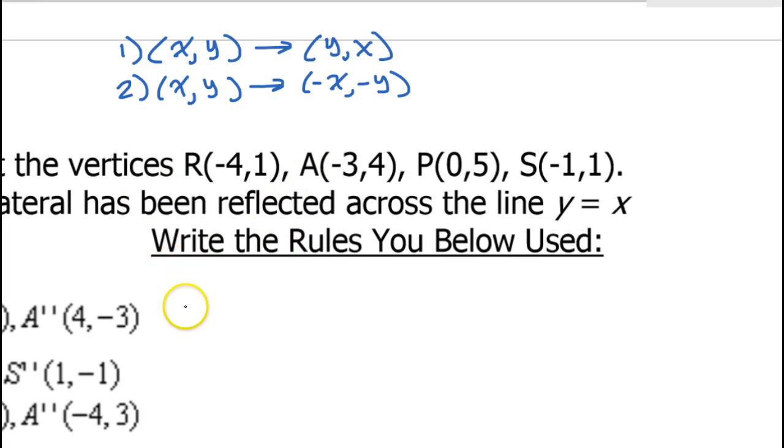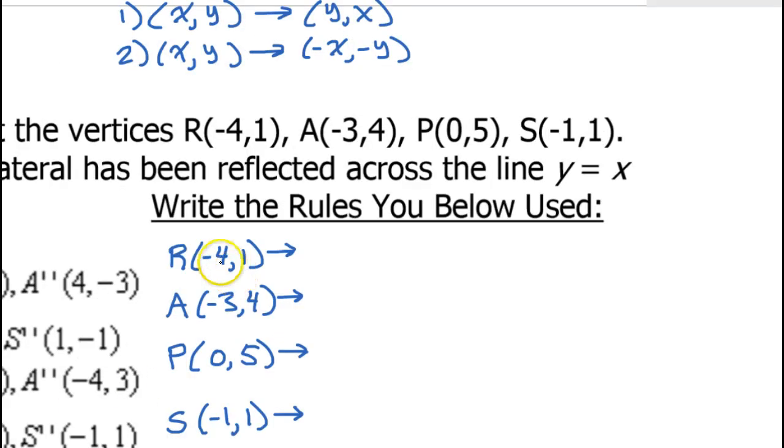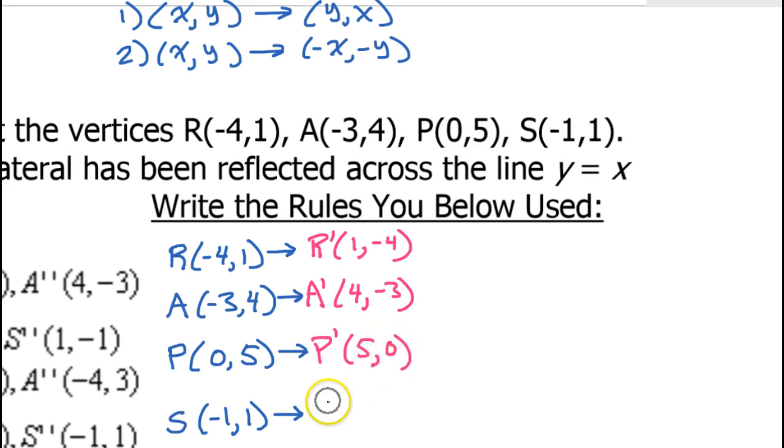I think I'm going to copy down these 4 points off camera. So here are the original points RAPS. First we're going to reflect across the line y equals x, and that will give us R prime. We're just going to reverse the coordinates. So R prime is (1, negative 4), A prime is (4, negative 3), P prime is (5, 0), and S prime is (1, negative 1). So we just switched x and y. We reversed the coordinates.